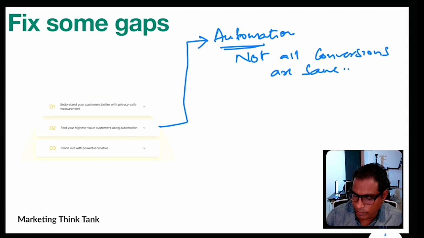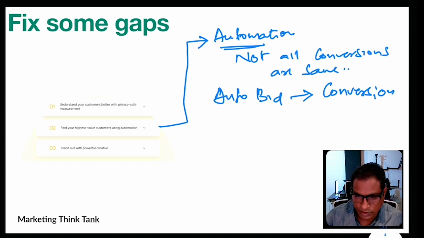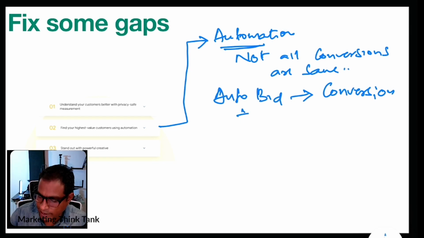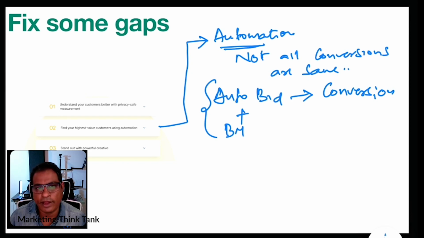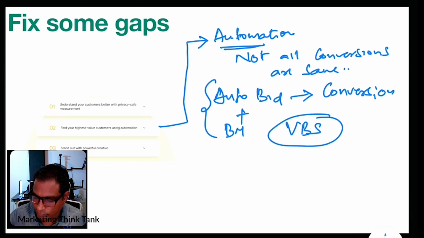So when I say automation, you need to be looking at automated bid strategies, and you need to be looking at things like maximize conversion value rather than the volume of conversions. Right? For example, smart bidding and broad match keywords bring in a lot more value than simply targeting using CPA. So basically, value-based bidding strategy is something that needs to be focused upon.